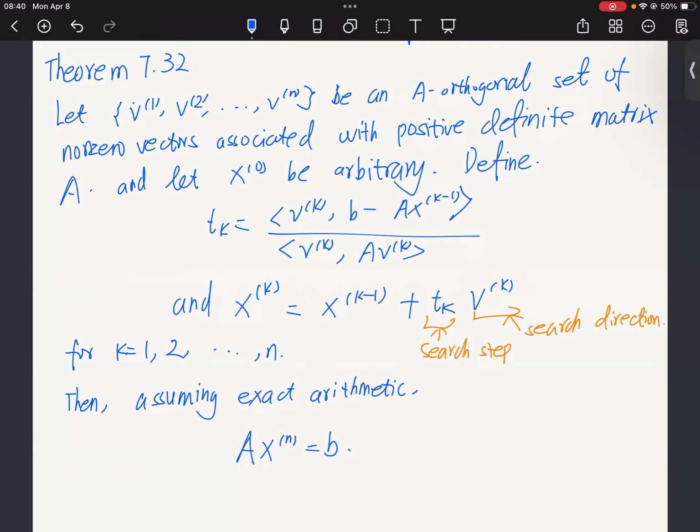I'm going to skip the proof at this moment, but we will go back to prove the theorem because this theorem is quite interesting and quite long.